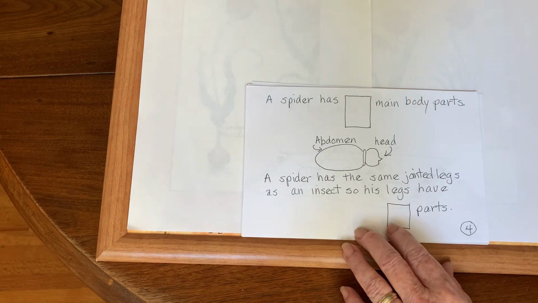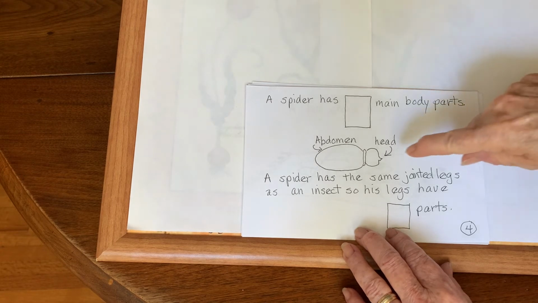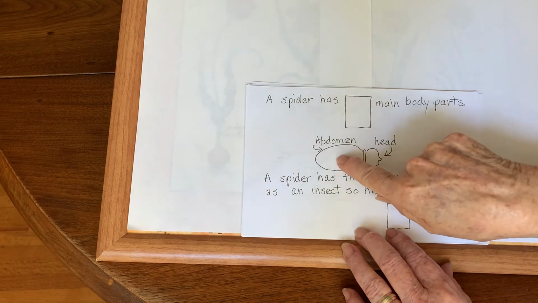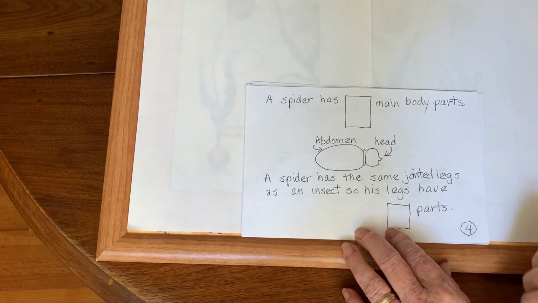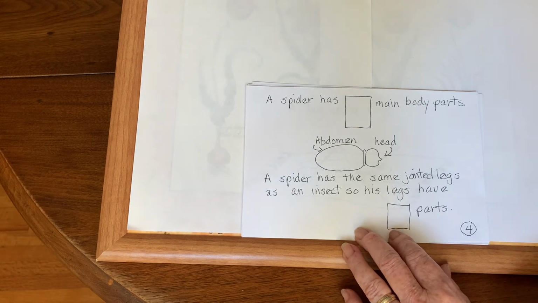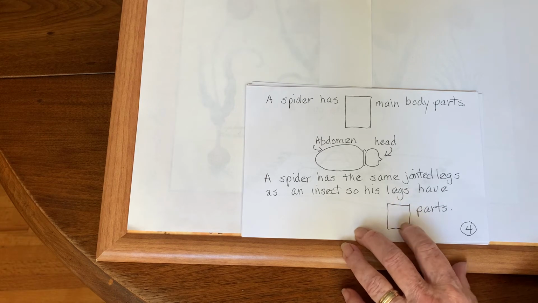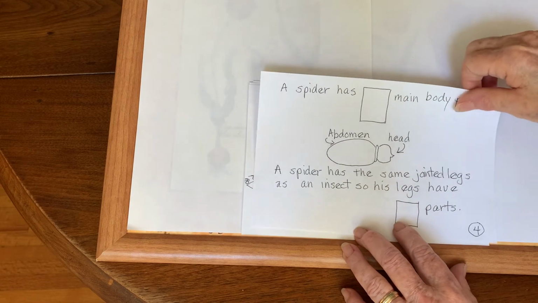So we said the insect has 3 main body parts. The spider only has 2, the head and the abdomen. So a spider has 2 main body parts. But the spider has the same jointed legs as an insect, only he has more of them. So his legs have how many parts? What did we say? 1, 2, 3, 4, 5, just like the fingers of your hand.